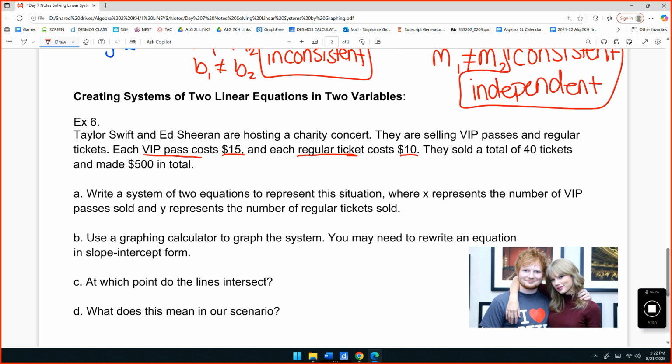Fun fact, I used our good friend ChatGPT to create this problem. So ChatGPT somehow thinks that you can get a VIP pass to see these two right here, and they only sell 40 tickets. Yep, AI, there you go. They sold a total of 40 tickets and made $500. That's all the money that they're going to raise for charity, apparently.